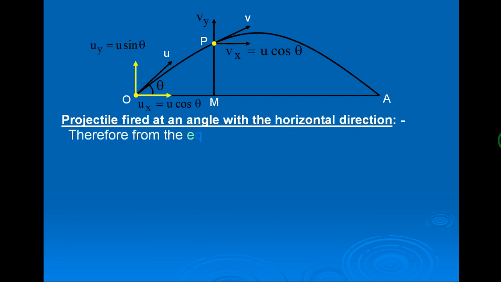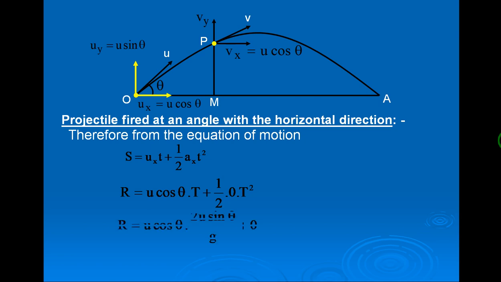Therefore, from the equation of motion, S is equal to ux t plus half ax t square. By putting the values, we get capital R is equal to u cos theta into capital T plus half into 0 into capital T square. Again, 0 into something is 0, and putting the value of capital T, we get R is equal to u cos theta into 2u sin theta upon g plus 0.